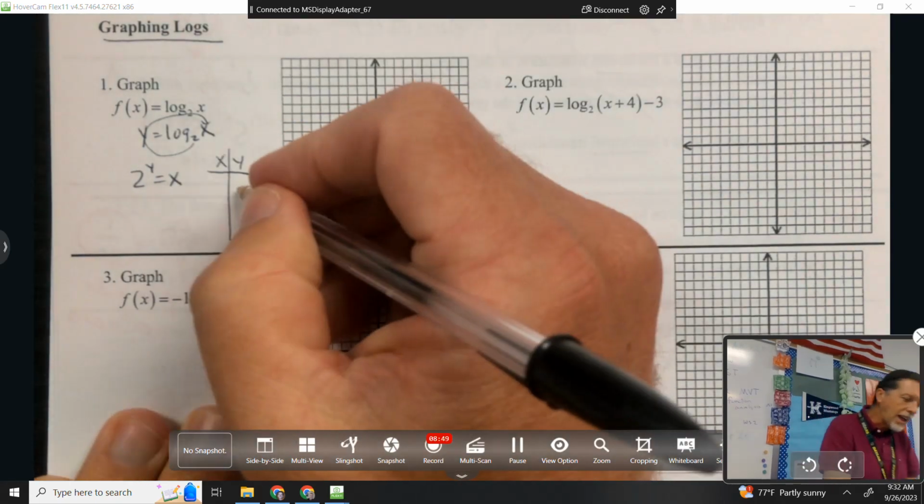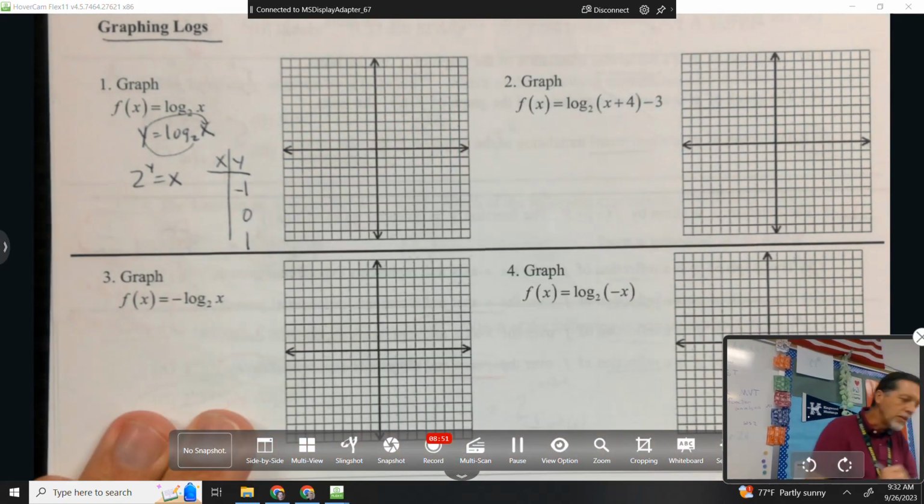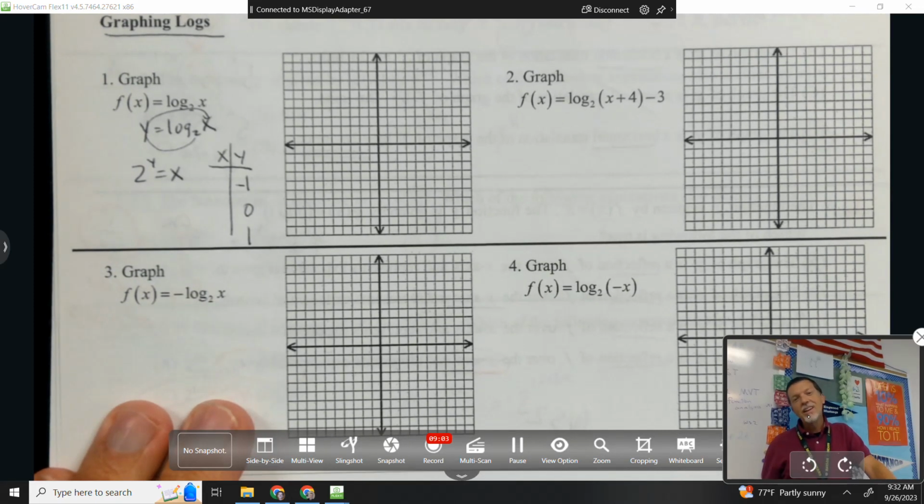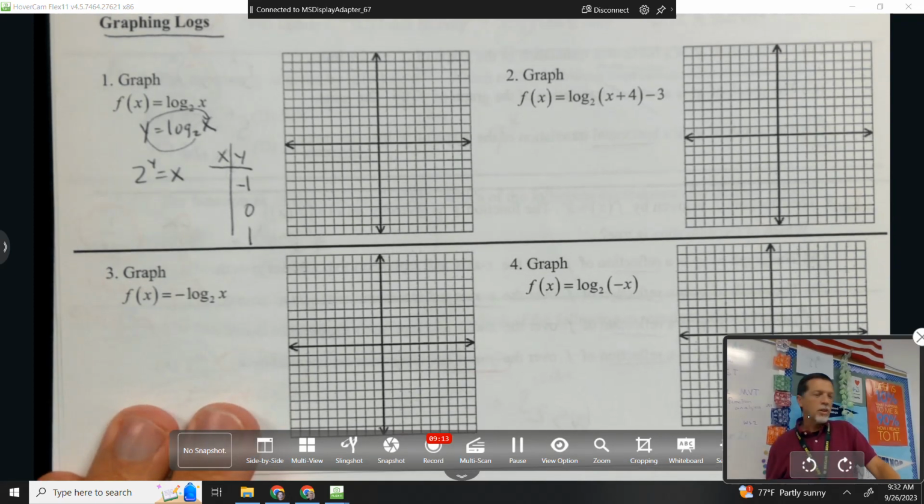Because I can pick -1, 0, and 1, and it makes it look like what we did yesterday. I'm picking the exponent, just like I did yesterday. Yesterday the exponent was x. Today the exponent's y. But it's going to end up with the same, I shouldn't say points because they're backwards, it's going to end up with the same set of numbers. The x and y's will be switched though.